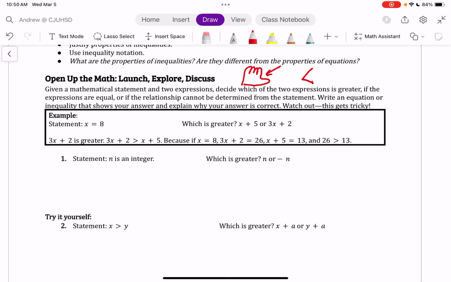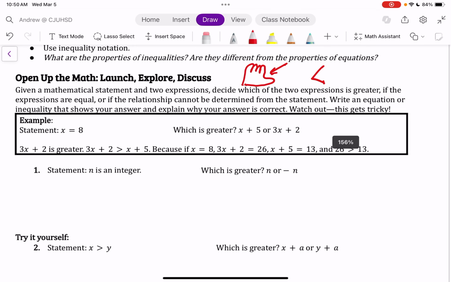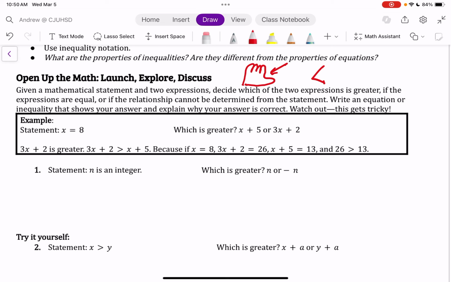So it says, given a mathematical statement and two expressions, decide which of the two expressions is greater, if the expressions are equal, or if the relationship cannot be determined from the statement. Write an equation or inequality that shows your answer and explains why your answer is correct. Watch out, this gets tricky. And it does get tricky, but we'll take it one at a time.